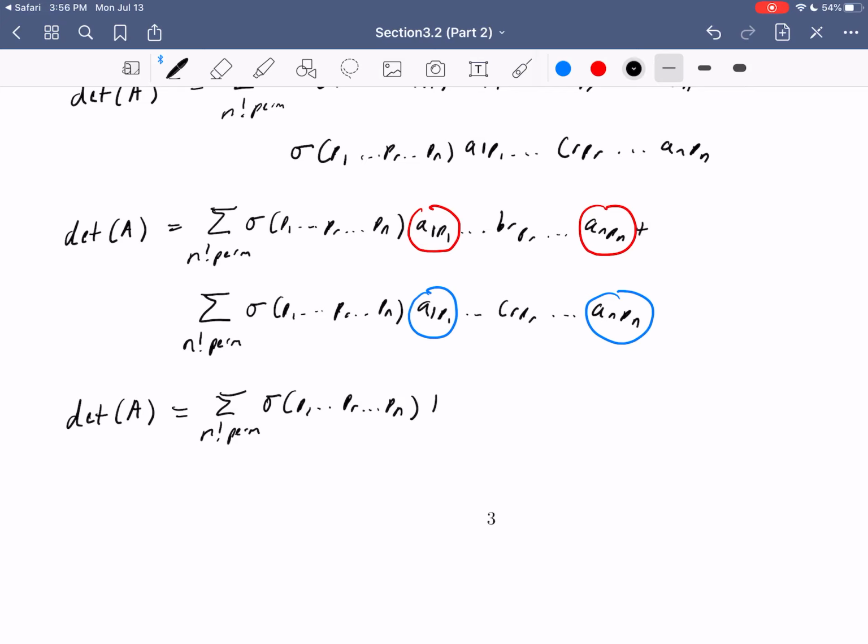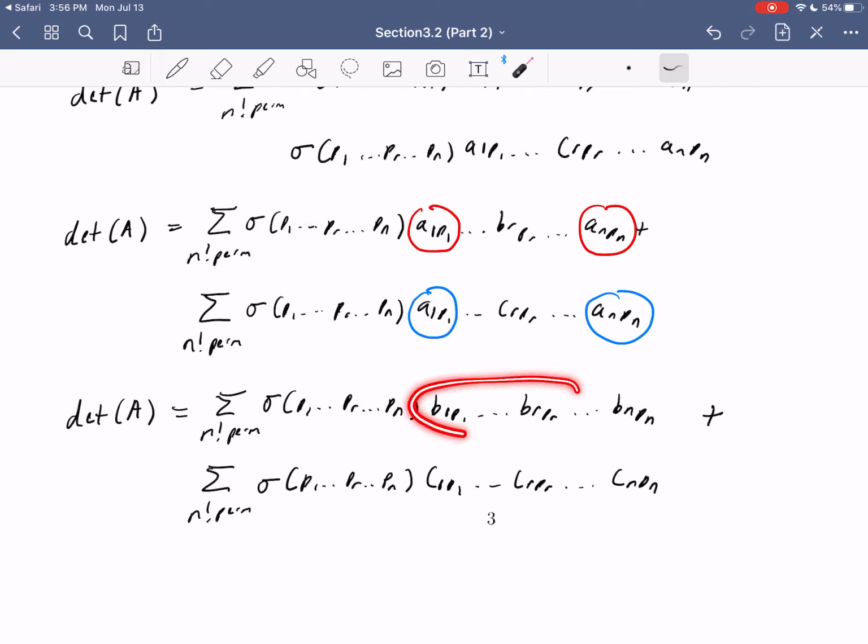We're going to call this B1 P1 down to BR PR down to BN Pn, and then plus the sum over these n factorial permutations, P1 through PR through Pn. Now I'm just going to call these C, so C1 P1 down to CR PR down to CN Pn. And then what do we notice?